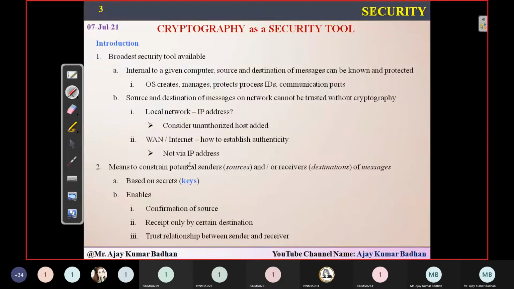Here, using these keys, it actually enables three different things. First, confirmation of a source. This key will confirm, whenever you get a message from an outsider, suppose your friend, that it is really from them.